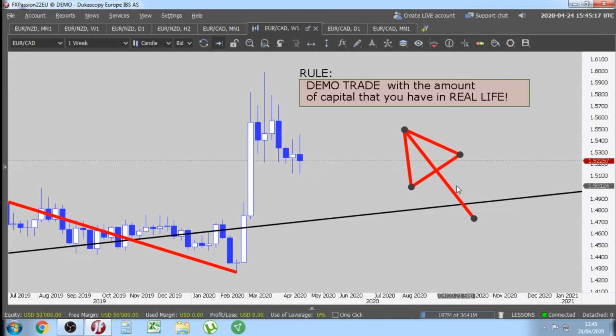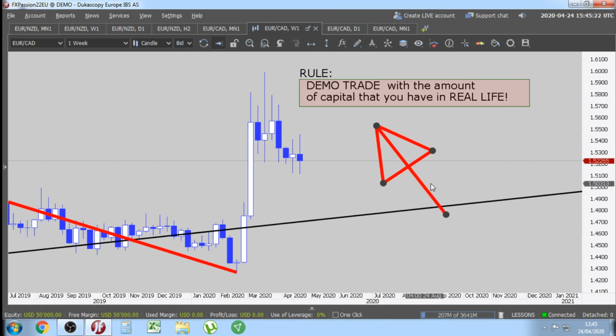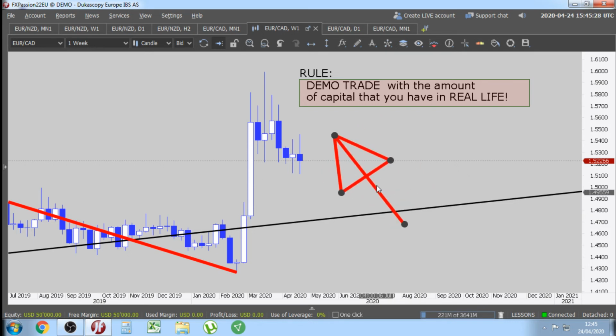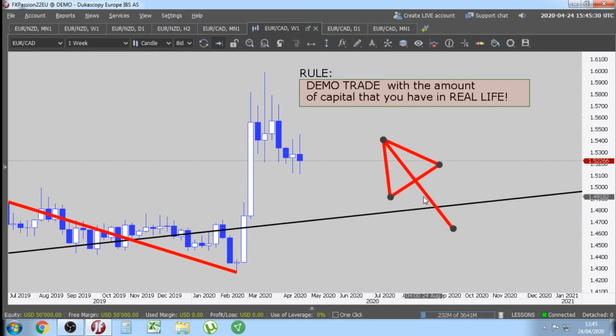I demo trade less than I have. Not good, Akos. Everybody, it's not good either. Let's say that you have 10,000 euros or dollars and you are trading with a 100 bucks account. It doesn't do you any good either.